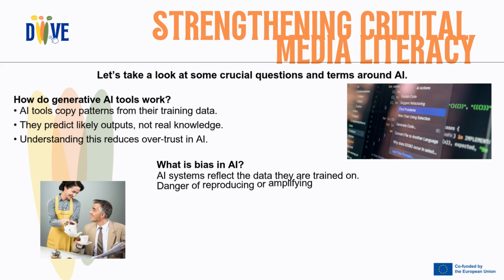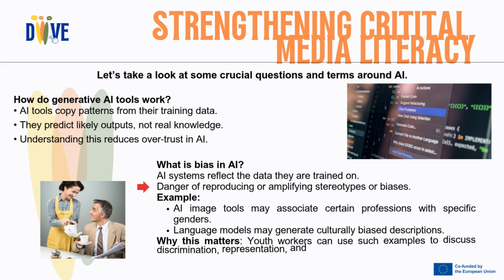What is bias in AI? AI systems reflect the data they are trained on. If historical data contains stereotypes or underrepresentation, AI outputs may reproduce or amplify these biases. An example: AI image tools may associate certain professions with specific genders. Language models may generate culturally biased descriptions. Why this matters: youth workers can use such examples to discuss discrimination, representation, and fairness in digital systems.